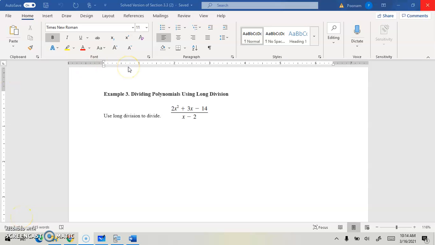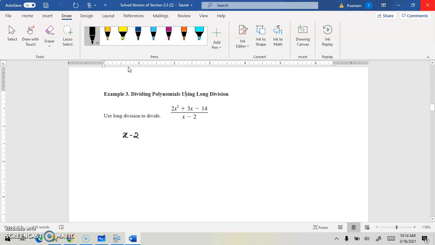Hello, let's do another example of division, but in this you see it's written differently. Use long division to divide 2x squared plus 3x minus 14 divided by x minus 2. So we understand that here the divisor is x minus 2 and the dividend is 2x squared plus 3x minus 14. The numerator becomes the dividend and the denominator becomes the divisor.